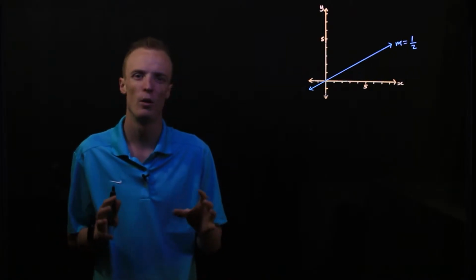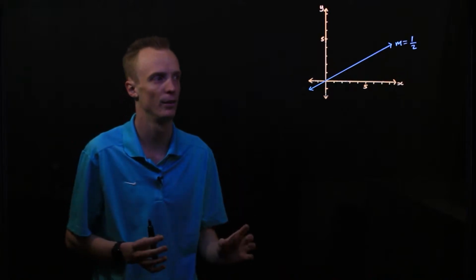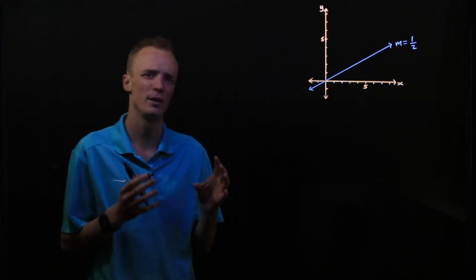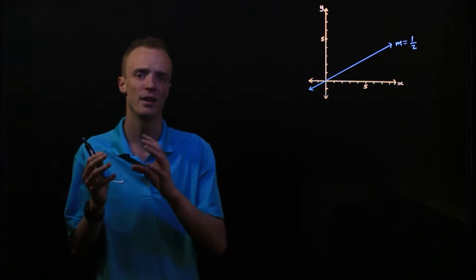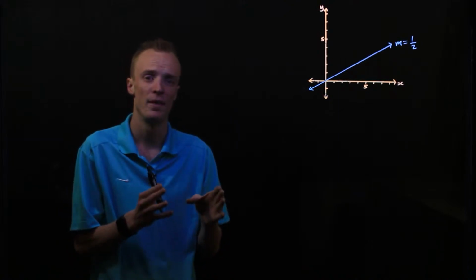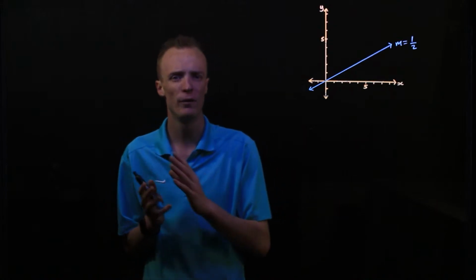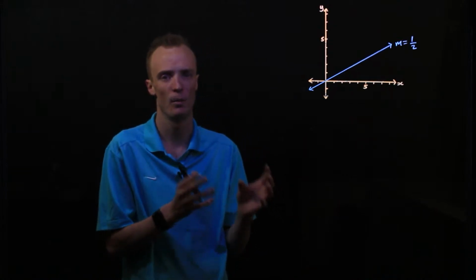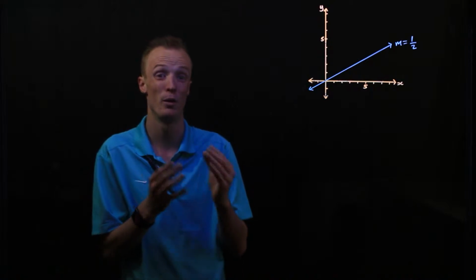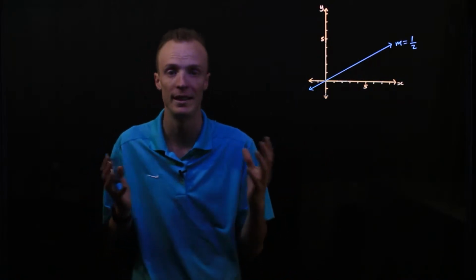So let's talk about what a perpendicular slope is. Now, a perpendicular slope is simply the slope of a line that is perpendicular to another line. So to be able to find a perpendicular slope, we need to first know what a perpendicular line actually is.